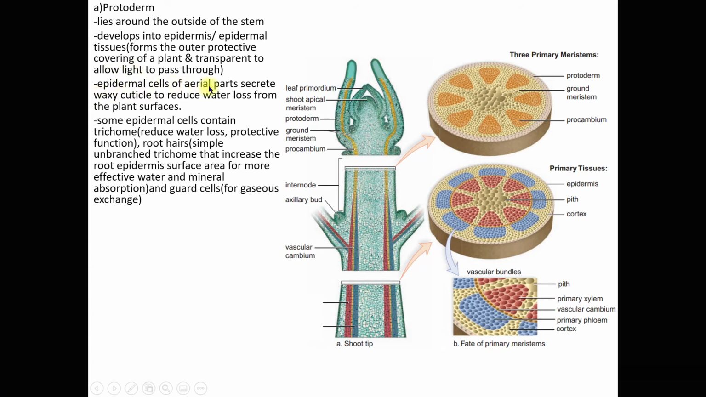This is the characteristic of the epidermis, which was developed from the protoderm. So the epidermal cells of the aerial parts of the plant will secrete waxy cuticle to reduce water loss from the plant surface. Now some epidermal cells contain trichomes, to reduce water loss and as a protective function.